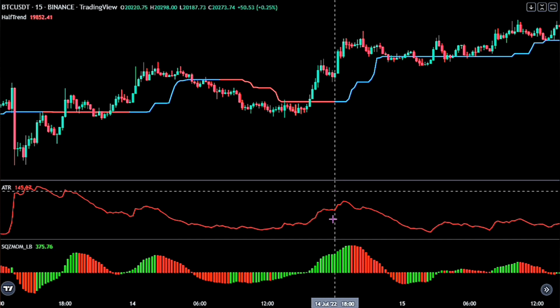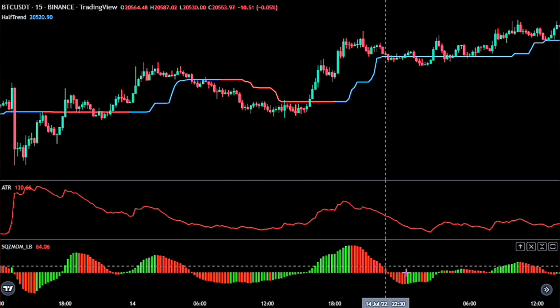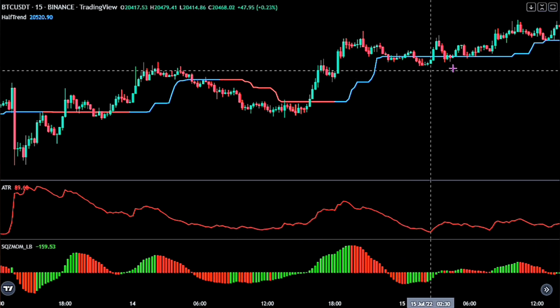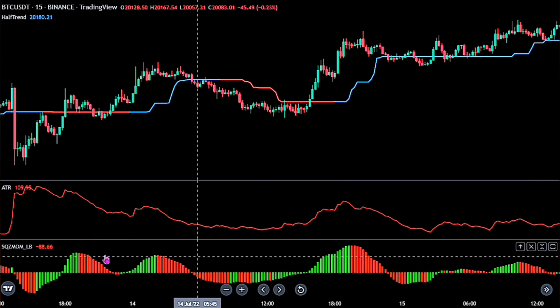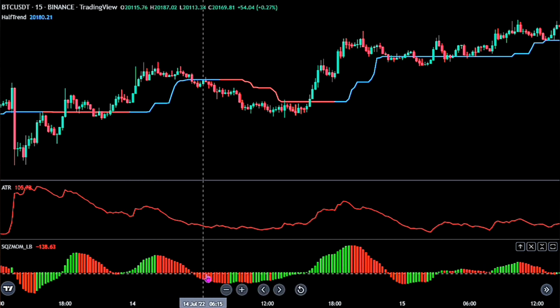So for this indicator, we will be using it as our trade entry indicator, as it would be telling us when the right moment to enter a trade presents itself. You can see it is being displayed as a histogram, in which the green colors are bullish momentum, while the red colors are bearish momentum.